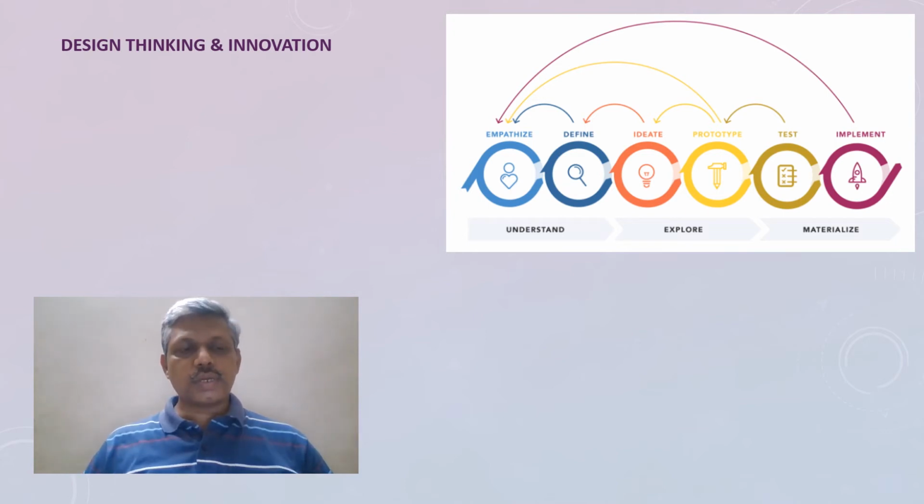So if you observe, all the steps can be broadly classified into 3 phases. First one is the understand phase, where the empathize and define steps are involved. We need to interact with the people and define the problem. This is the understand phase. And the next phase is exploration. We need to come up with the ideas and prototypes. It's the ideation phase or exploration phase. And then materialize, then test it, implementation. Testing and implementation go to the materialization phase. So the entire process can be classified into 3 phases.